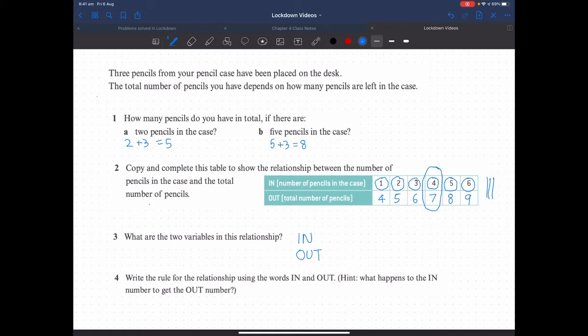Number 4 says to us, write the rule for the relationship using the words in and out. So we know outside the pencil case, we're going to write the word out. That was the total number of pencils. That's equal to the number that was inside the pencil case plus the 3 pencils that were on the desk. So for instance, I have circled in 4, out 7 in the table in part 2. So we can see there, out, which was 7, was equal to in, which was 4, plus 3. 4 plus 3 is 7.